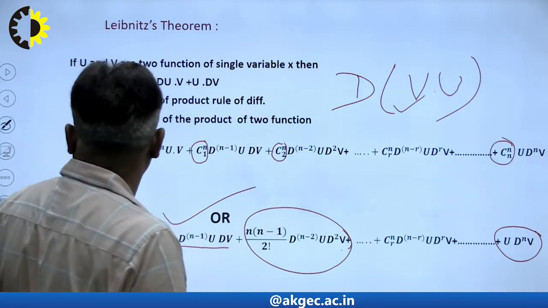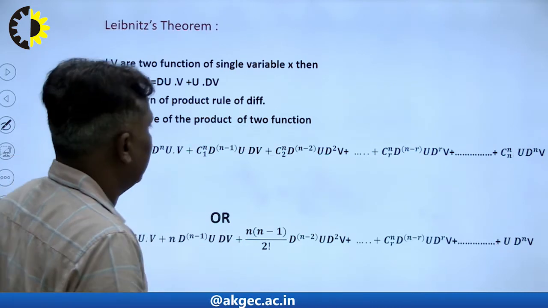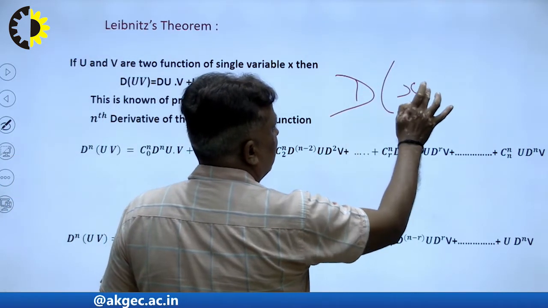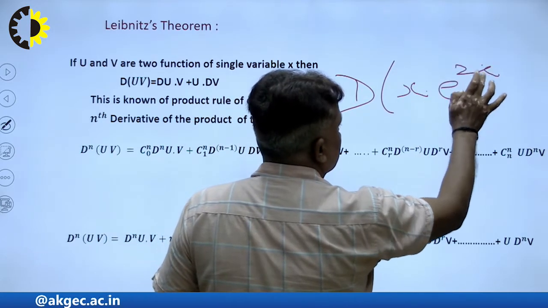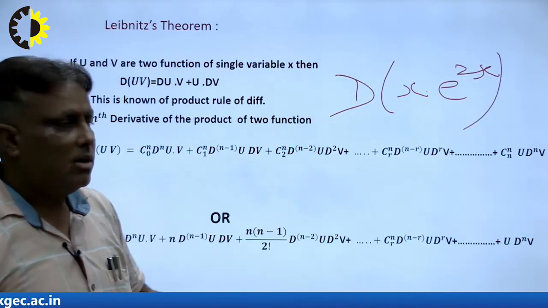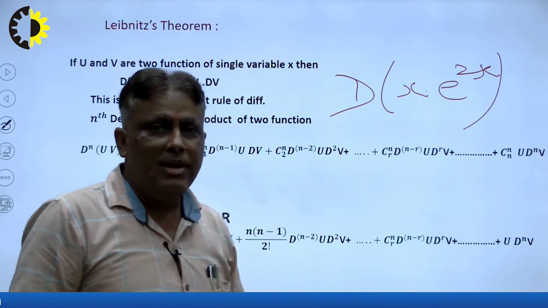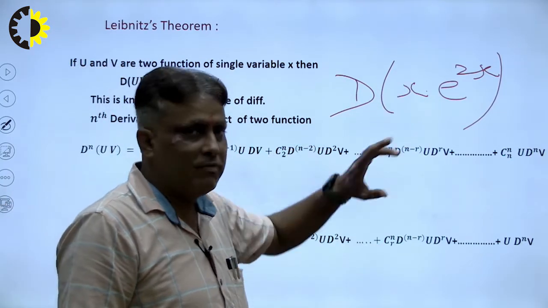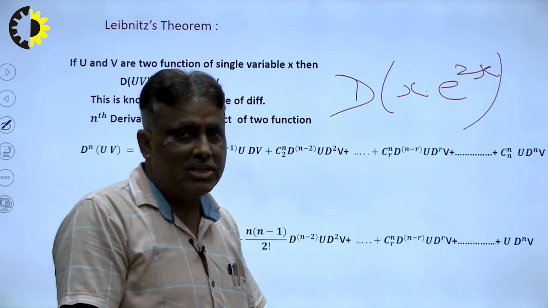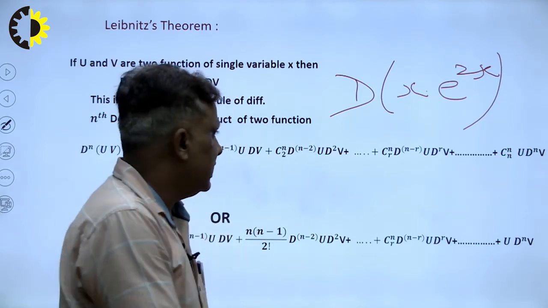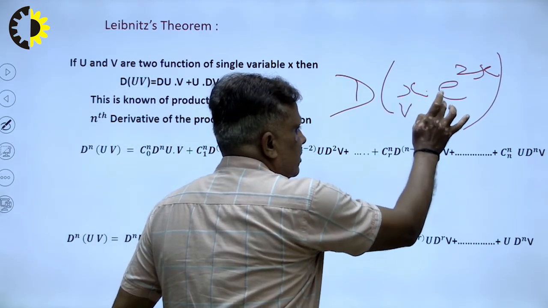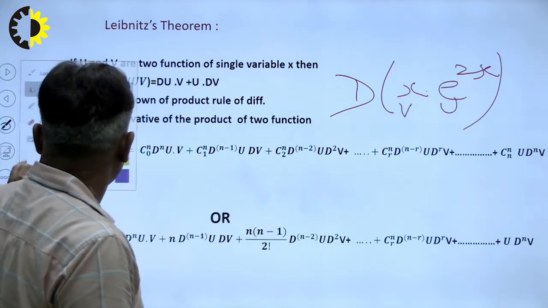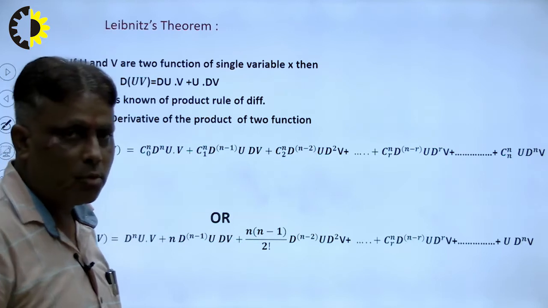Suppose I consider an example: I want to calculate the nth derivative of x times e raised to the power 2x, right? Here which will be u and which will be v? The differentiation of x will be 1, and the next time the differentiation will be 0. So this will be v and this will be u. This is very important, and students should keep it in mind when solving problems in future.